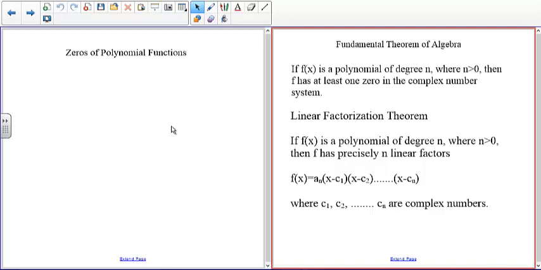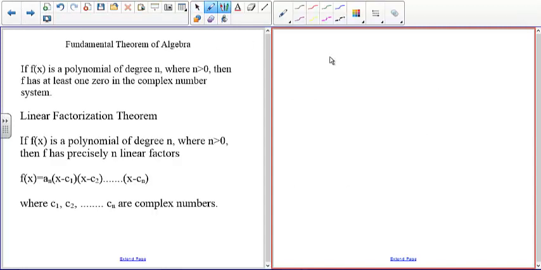Okay. Then we have this linear factorization theorem. It says if f of x is a polynomial of degree n, where n is greater than 0, then f has precisely n linear factors. And the linear factors can be either, well, it says here complex. So let's just kind of expand on that. Let's say you have x minus 6. That's a factor. Is negative 6 a complex number? The answer is yes. Why can I say that? Because I have negative 6 plus 0i. So any real number is a complex number.